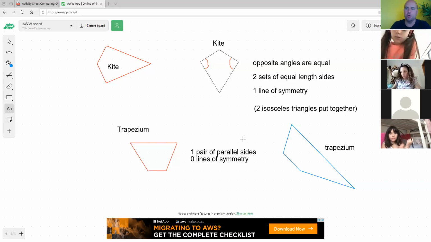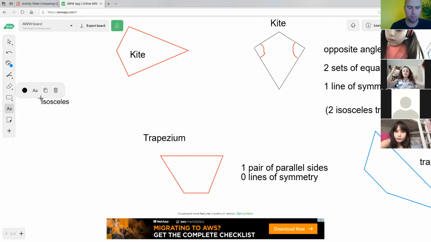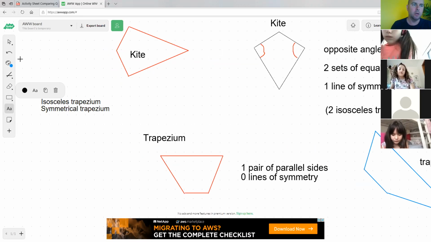Okay, now I'm going to show you the other trapezium. This one is called a couple of different things. It's known as an isosceles trapezium, or it's known as a symmetrical trapezium. Now, what do you think is going to happen with this trapezium if it's got a name like isosceles in it?